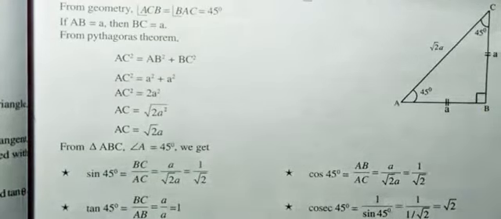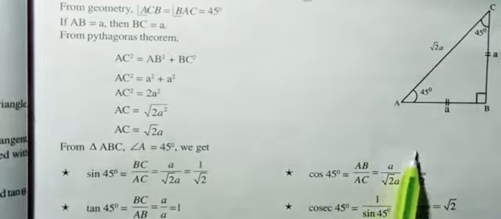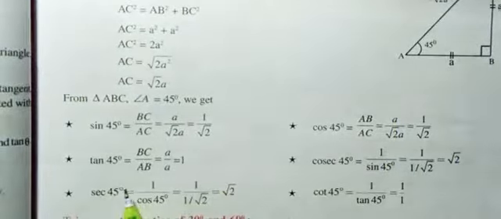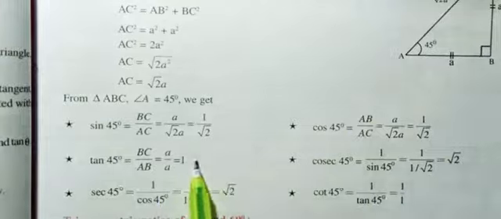So angle A is equal to 45 degree. So we get sin 45 degree is equal to BC by AC. Sin 45 degree means BC by AC from the figure. Okay, BC by AC. So now that is A by root 2A, that is 1 by root 2. Similarly, cos 45 degree is equal to AB by AC, that is A by root 2A, that is 1 by root 2 from this figure. Similarly, tan 45 degree is equal to BC by AB from this figure. So A by A is equal to 1.